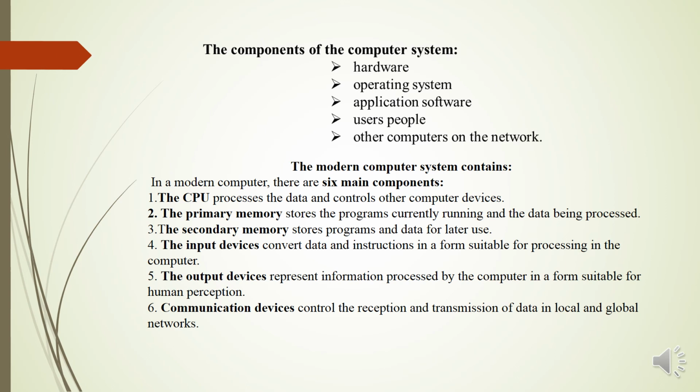The modern computer system contains the 6 main components. The first, central processor unit. The second, the primary memory. The third, secondary memory. The 4th, the input devices. The 5th, output devices. The 6th, communication devices.